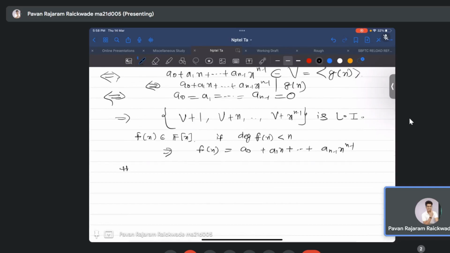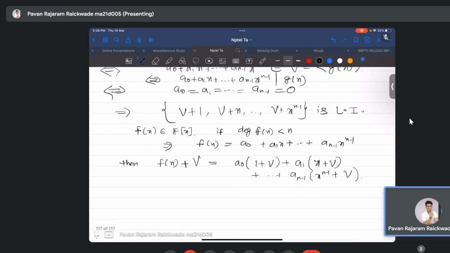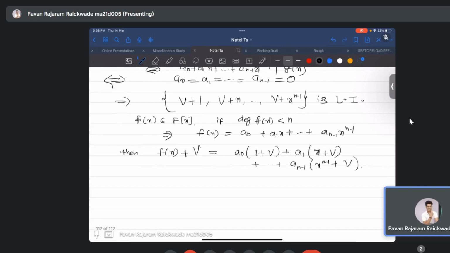Then f(x) plus V is the same as a naught times (1 plus V) plus a1 times (x plus V). See, I am writing 1 plus V or V plus 1 because they are always the same. So elements of degree less than n can be written like this. Suppose it's not.